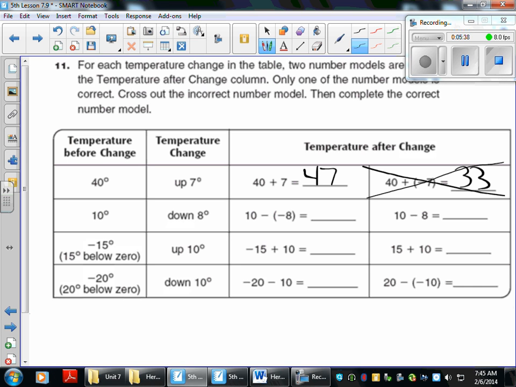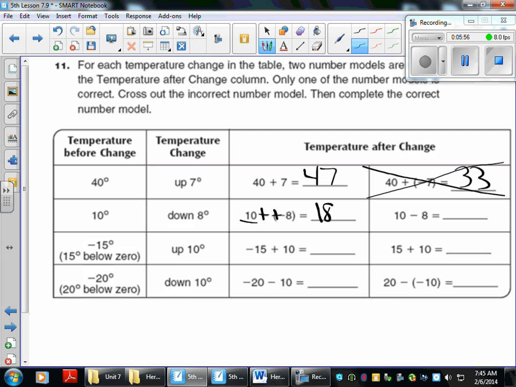For this one, I see 10 degrees, down 8. So we had to go down. It has to be less than 10. Well, if we do look at this first one, 10 minus negative 8. Well, when you're subtracting, we have our leave, add, change rule. I'm going to leave the 10. This subtraction turned into a positive. This turns into a positive. That leaves me with 18 degrees.